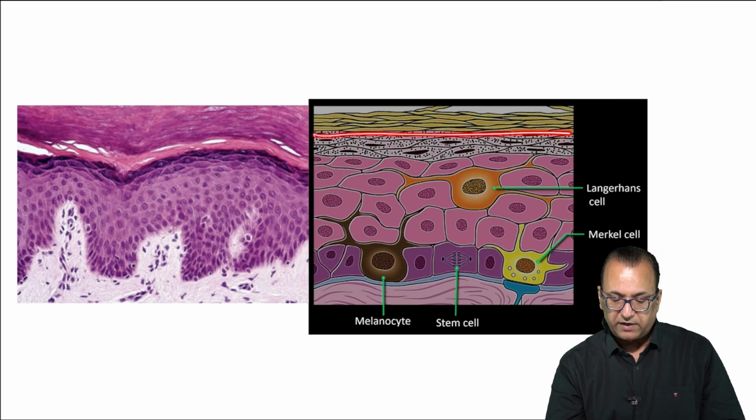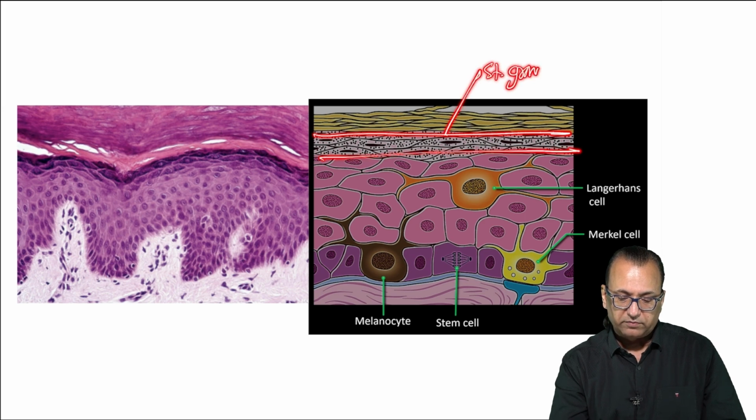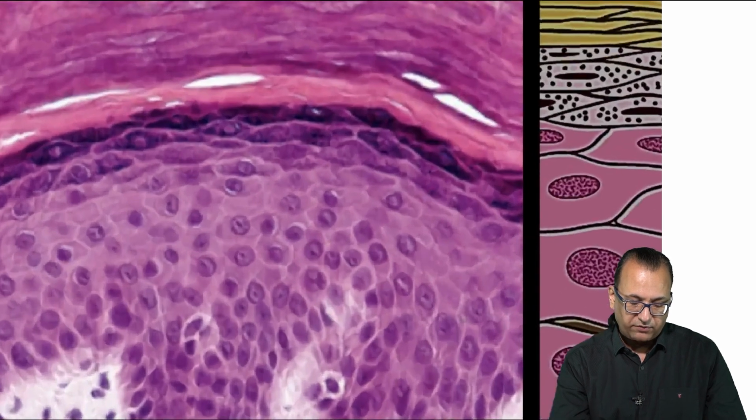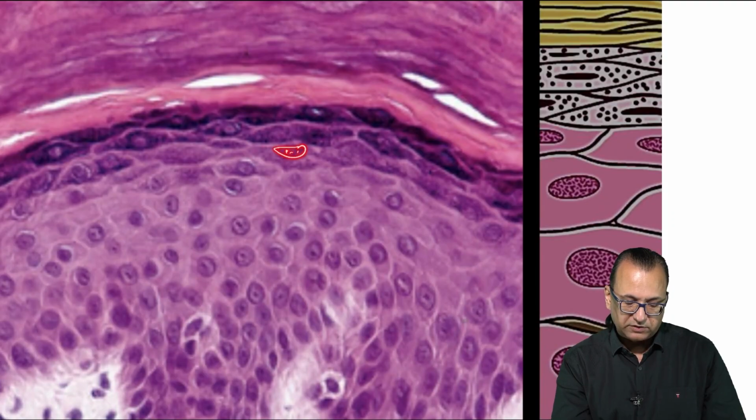Straight away you are seeing the third layer, which is stratum granulosum. How do you know it is stratum granulosum? Because it has these keratohyalin granules. These keratohyalin granules help in the formation of keratin. So if you magnify, you will find these cells have keratohyalin granules. This is the third layer.